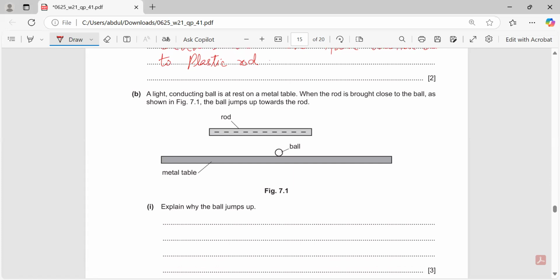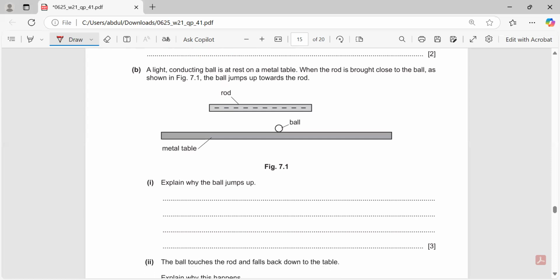B. A light conducting ball is at rest on a metal table. When the rod is brought close to the ball, as shown in figure 7.1, the ball jumps up towards the rod. Explain why the ball jumps up.